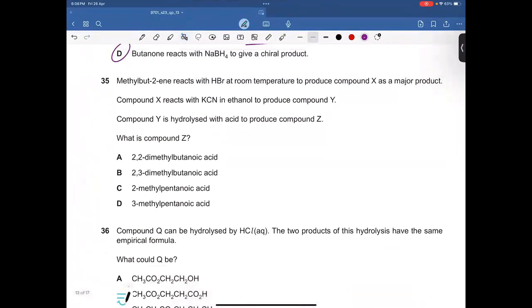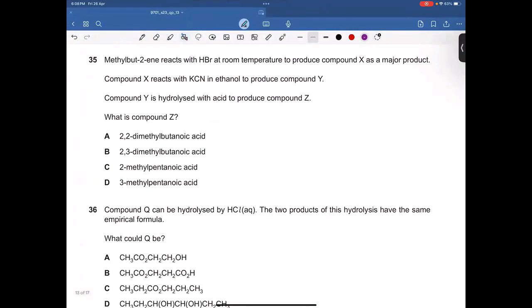Okay, so let's start question number 35. Question 35 says that methylbutene reacts with HBr. Obviously, it is an unsymmetrical alkene and an unsymmetrical reagent, so we need to apply Markovnikov's rule, and Markovnikov's rule always follows the most stable carbocation. So we need to find out which carbocation is most stable in this reaction at room temperature to produce compound X as a major product. The examiner is talking about the major product, so obviously the examiner is looking for the most stable carbocation.